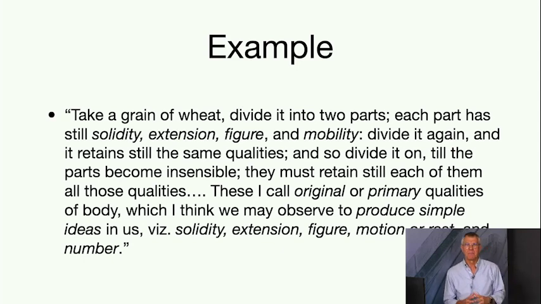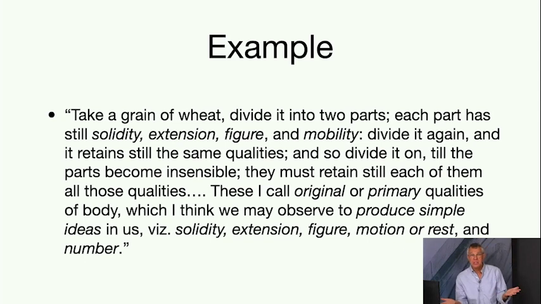So here's an example. Take a grain of wheat, divide it into two parts. Each part still has solidity, extension, figure, and mobility. Divide it again, and it retains still the same qualities. So divide it on until the parts become insensible. They must retain still, each of them, all of those qualities. These I call original or primary qualities of body, which I think we may observe to produce simple ideas in us. Solidity, extension, figure, motion, or rest, a number.